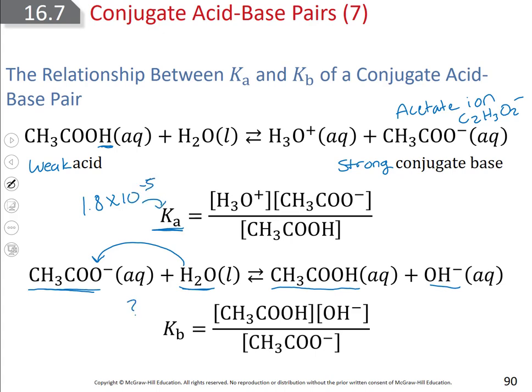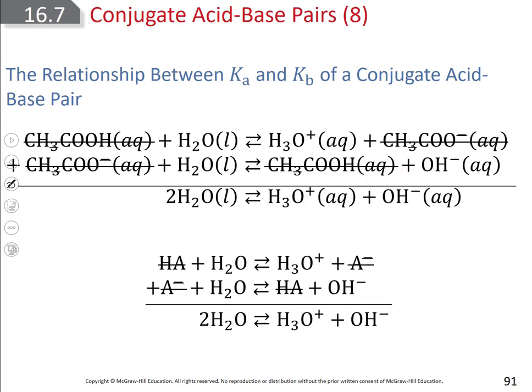We want to know now what is the Kb for its conjugate base. That's what we're trying to find right here. What is the Kb of its conjugate base? So taking these two equations and adding them together. So chapter 15, when you add two equations, what do you do with their K values? Multiply them. Good. When you add two equations, you multiply their K values. That's what we learned in chapter 15.